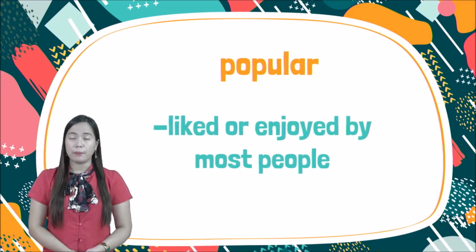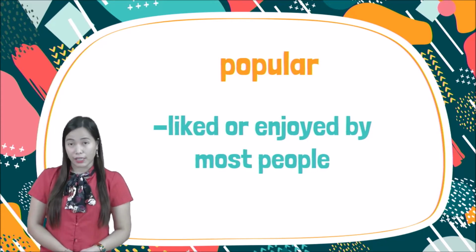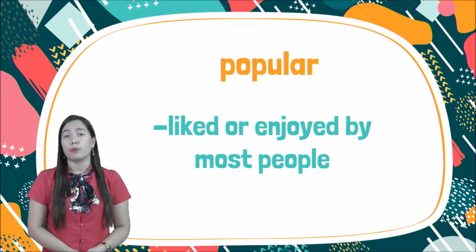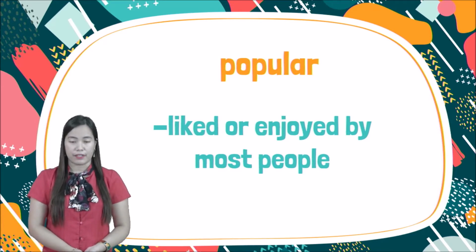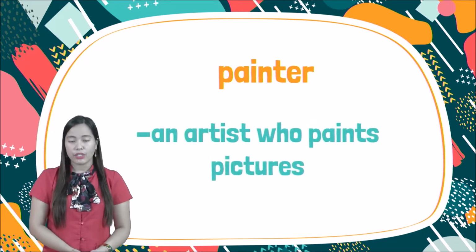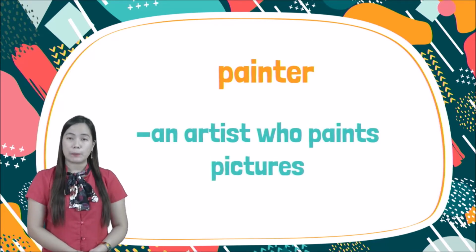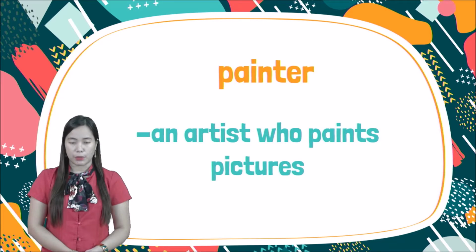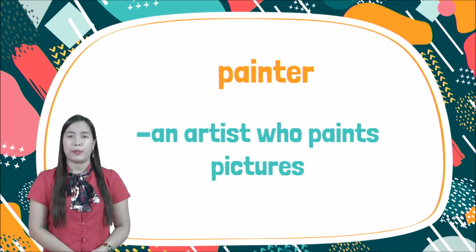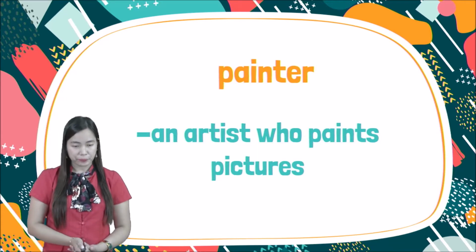Next one, popular. When we say popular, it is liked or enjoyed by most people, admired by many people or well-liked. Okay, popular. Popular artists. Popular toys. Okay. Next, painter. When we say painter, an artist who paints pictures. I know you are familiar with painter. It is a person who uses paints to paint pictures, okay?